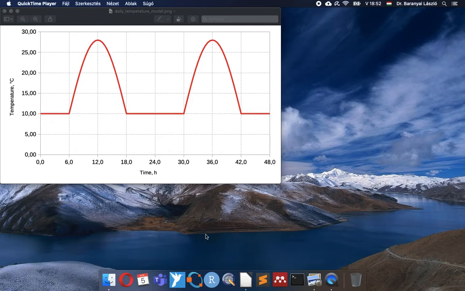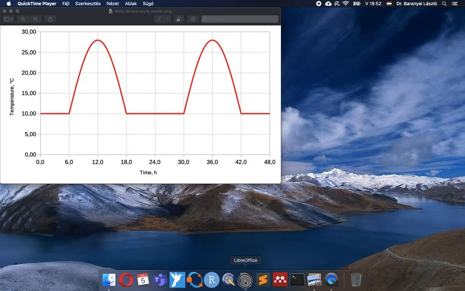Tips and tricks. Today I will simulate the daily temperature fluctuation according to this curve visible here. Within 24 hours we have one peak. Generally the temperature is 10 until the sun is rising up. From 6 o'clock in the morning to 6 o'clock in the afternoon, the peak is at 12 o'clock noon.